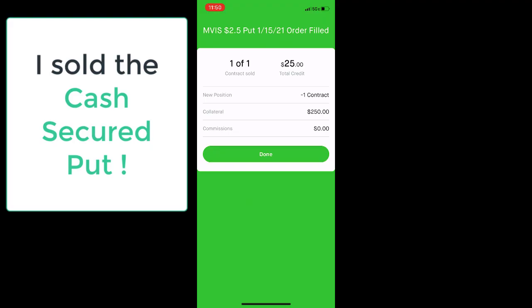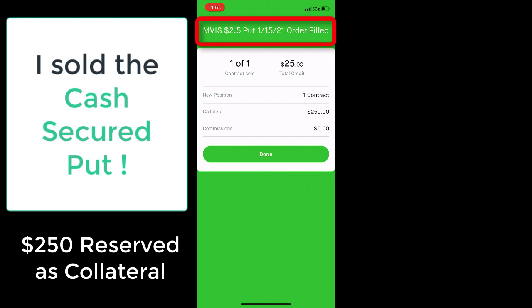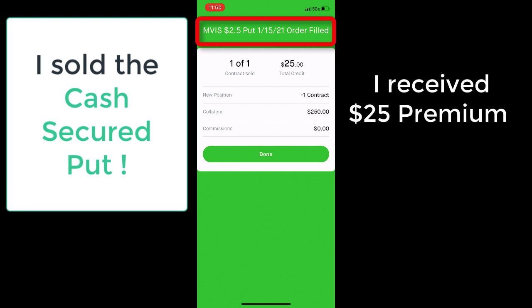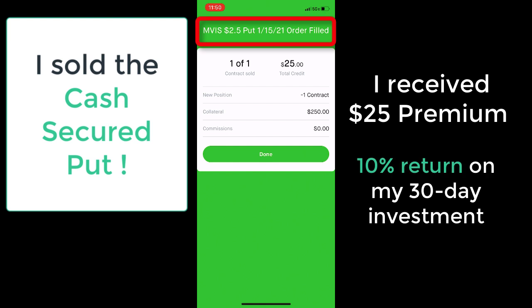But then I ended up writing the cash secured put with a $2.50 strike price that expired January 15th, 2021. I reserved $250 as collateral in case the shares are assigned to me. And in return for writing and selling this contract, I received $25 as premium. If this contract expires worthless on the expiration date, I still walk away with $25, which is $5 more than my initial estimate of a $20 premium. But when you look at the big picture, that's a 10% return on my 30-day investment.